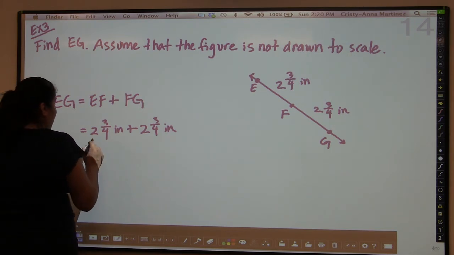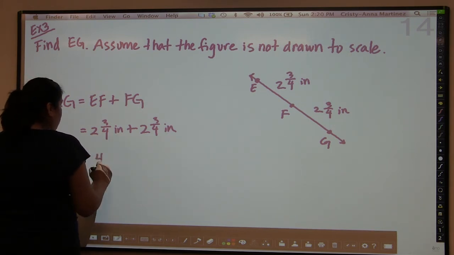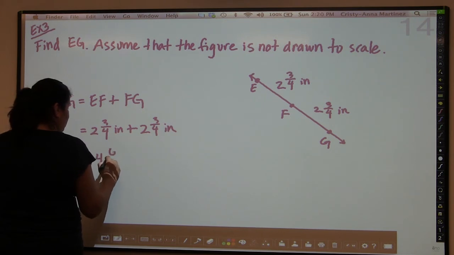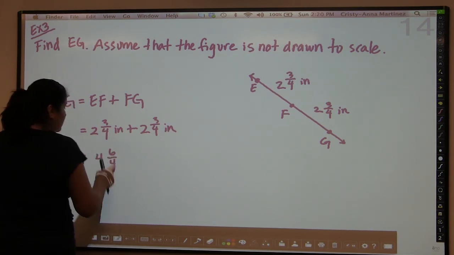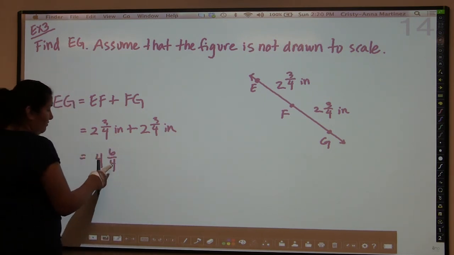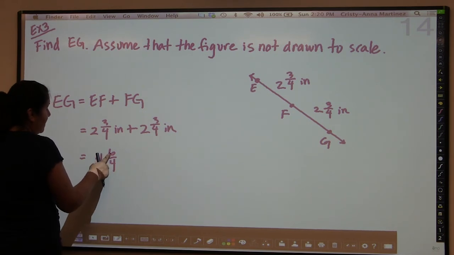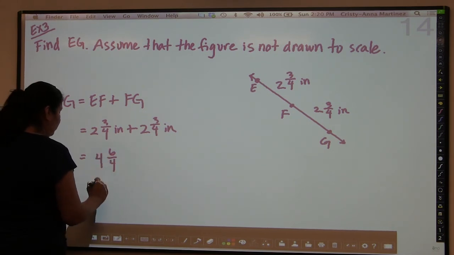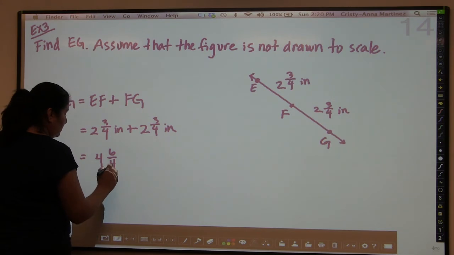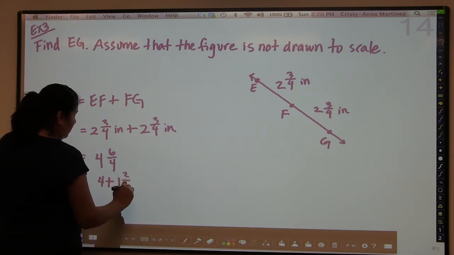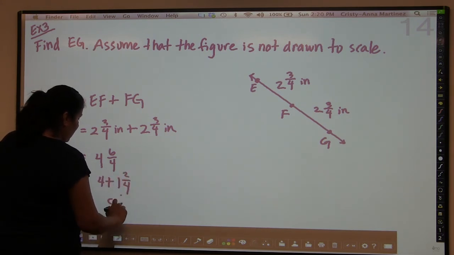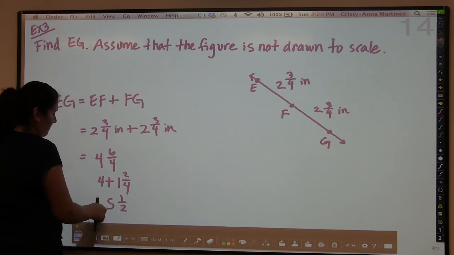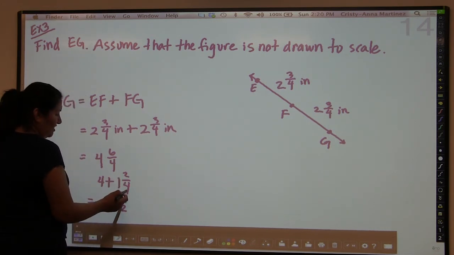So that means that we can add our 2's together and get 4, and then add our 3/4 and 3/4 is 6/4. Okay, but 6/4 is an improper fraction because 4 goes into 6 at least once, with the remainder of 2. So this is actually 4 plus the mixed number here, 1 2/4. So that's 5 1/2. The 4 and the 1 become 5. The 2/4 gets reduced to 1/2.